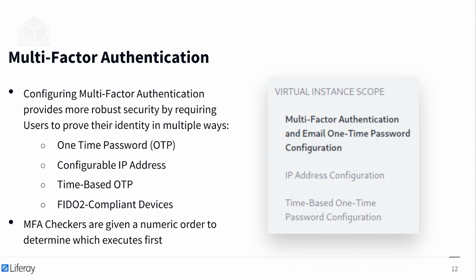The last MFA method that can be configured in Liferay DXP is FIDO2, or Fast Identity Online 2. This allows users to authenticate without a password by using biometrics, such as fingerprint readers, mobile devices, or other security keys. Once FIDO2 is enabled for the platform, users can register and use their FIDO2 compliant devices to sign in. If multiple factors are enabled, the MFA checkers must be given a numeric order to determine which executes first, with the highest number running first.